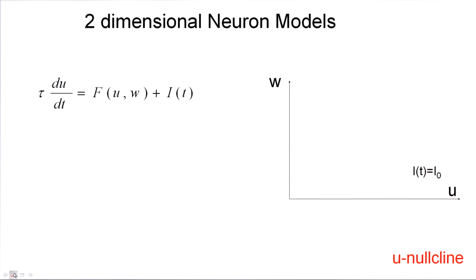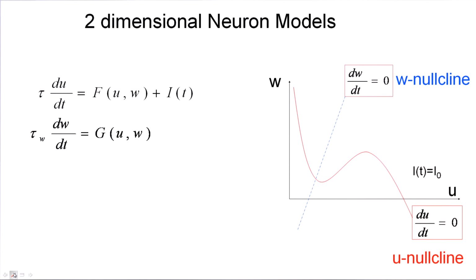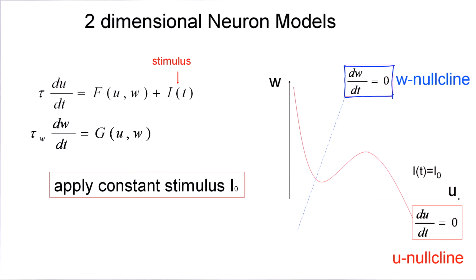So let's start the discussion with our two-dimensional neuron model, and we have seen for the FitzHugh-Nagumo model that the w-null line would be a straight line, while the u-null line, the red null line, would have some more interesting shape. Now let's apply a stimulus. Let's apply a constant stimulus. A constant stimulus, as we have seen for the FitzHugh-Nagumo model, will shift up the curve.